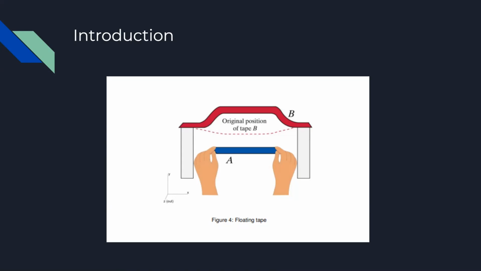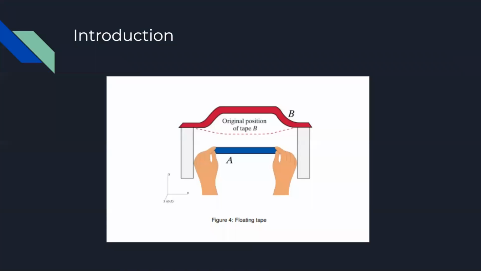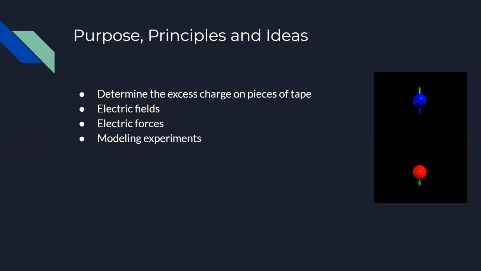This lab had three parts: the physical experiment, and then two coding parts that modeled the behavior we saw. The main experiment was moving tape A towards tape B to determine the electric charge on tape B. We'll get into the details of how that happened shortly. But the purpose of this experiment was to determine the excess charge on a piece of tape.